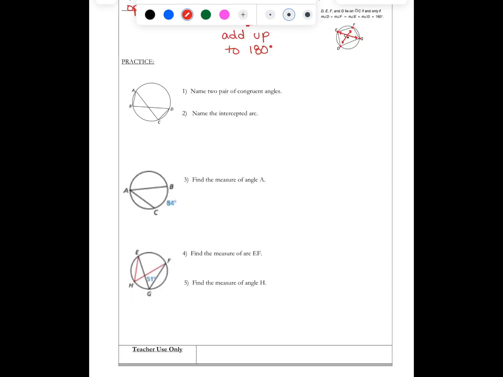Name two pairs of congruent angles. So here we need to see which two angles share an intercepted arc. We can see that angle ABD and angle ACD both share the intercepted arc of AD. So we can say that angle B is congruent to angle C.